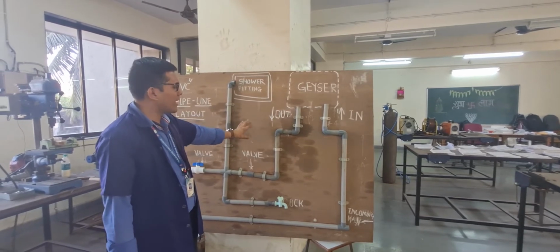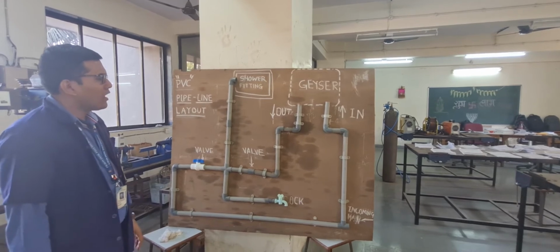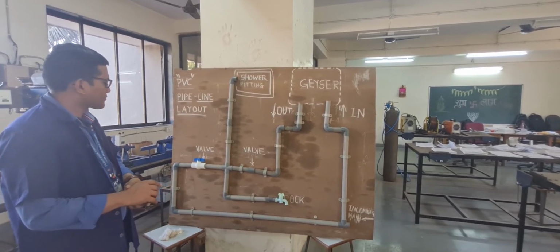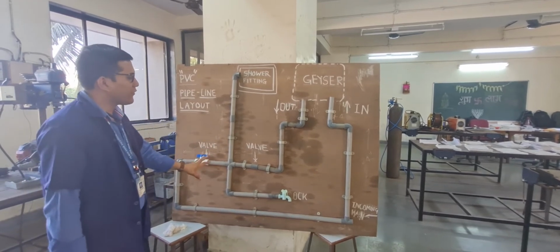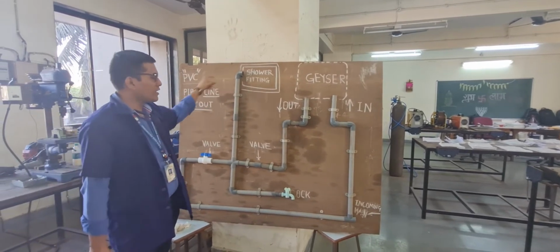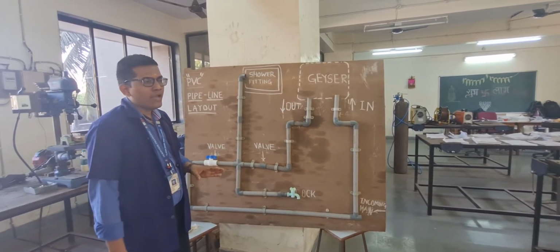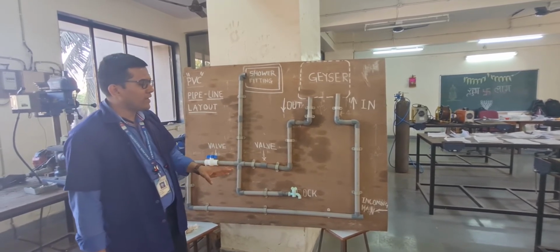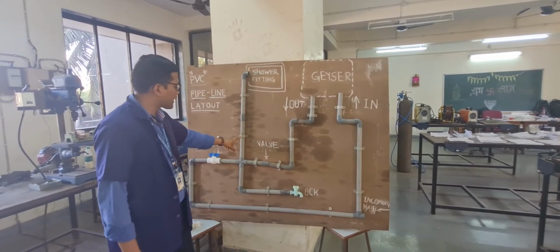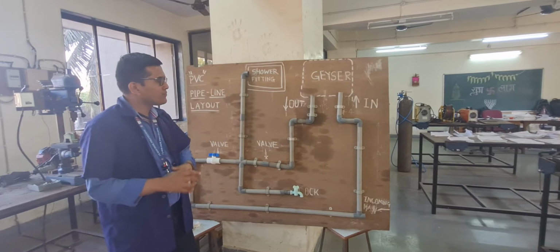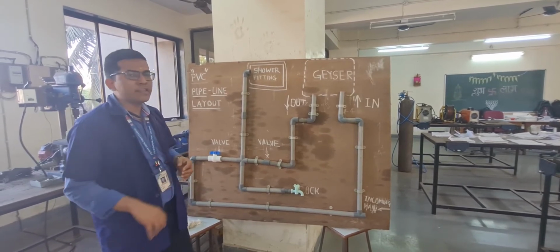In this we require various pipe fittings and pipes. Before starting, according to our space available, we draw the layout. In the layout there is a bill of material. We require pipes, then these pipe fittings, then this clamp. So before starting, first we cut the pipes.